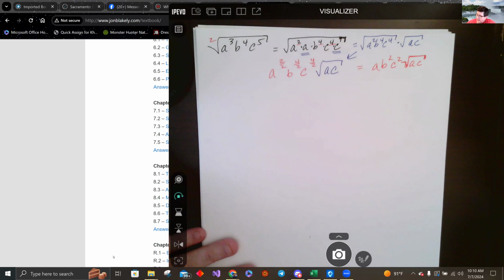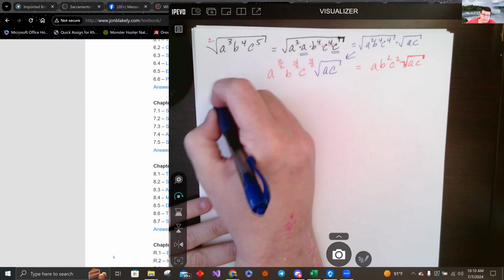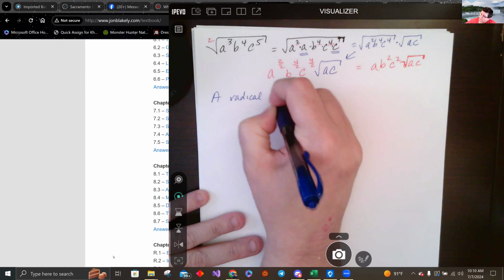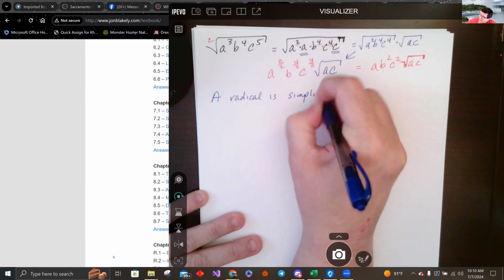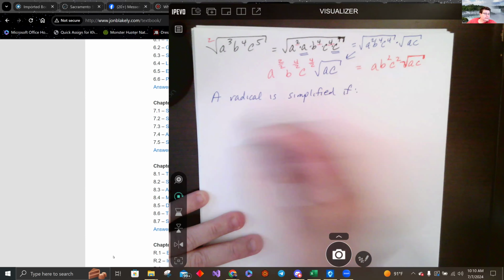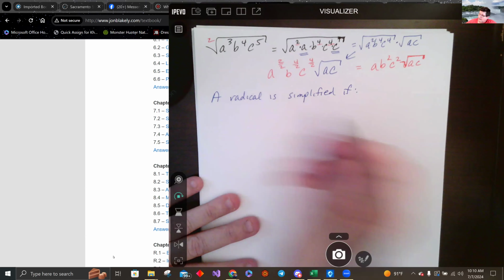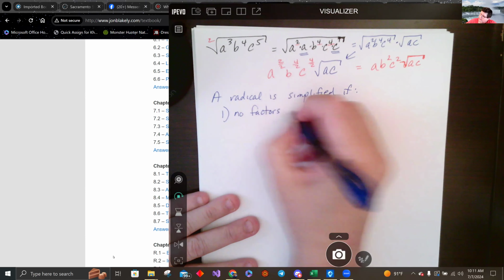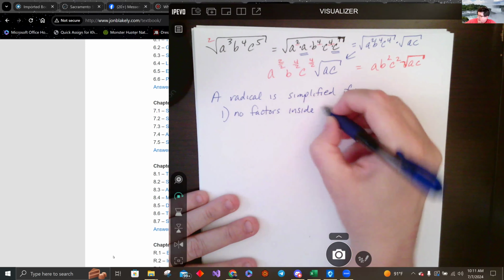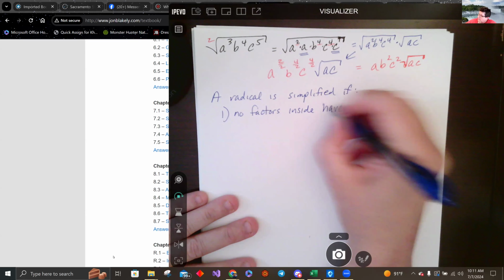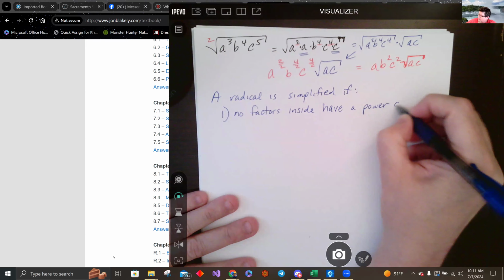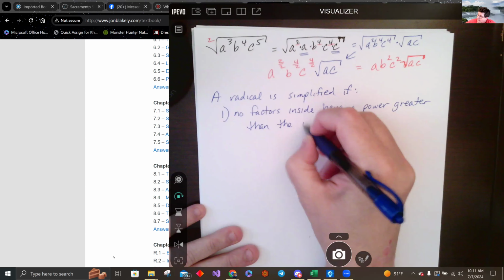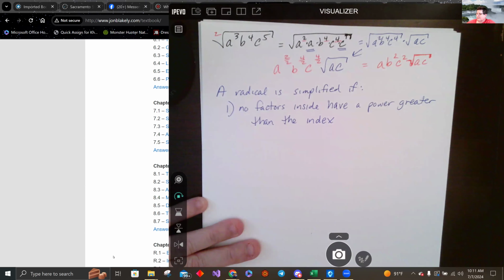So a radical is simplified if, one, no factors inside have a power greater than the index? And that's what we just addressed right there.